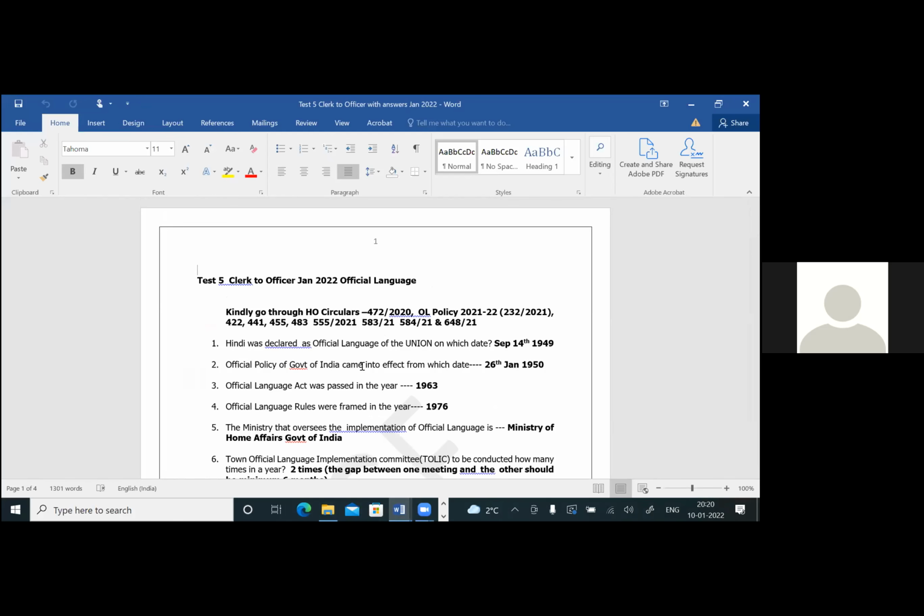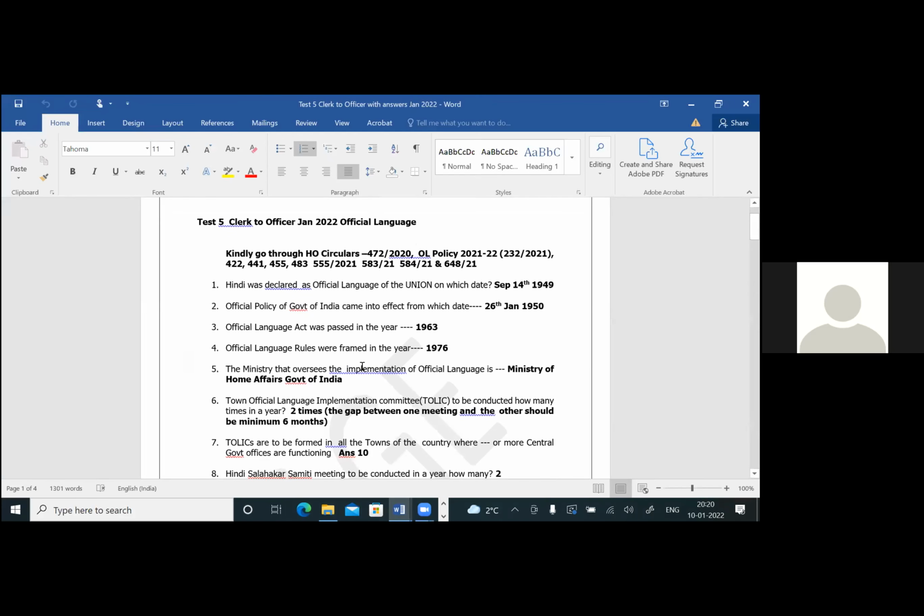First of all, official language. Let us not be under the impression that official language means ABC regions only. Many questions are there. I made a question and answer set in objective type. I have given you the circular numbers. There is 472/2020. Then in 2021, the bank has issued around 7-8 circulars on the official language. Please go through them once. You have the exam only on 23rd.